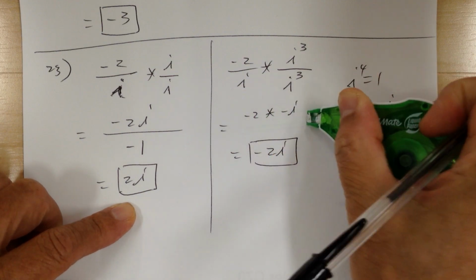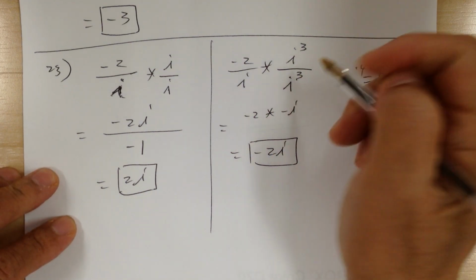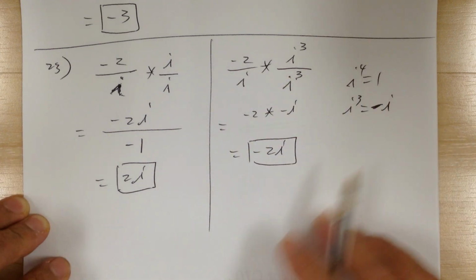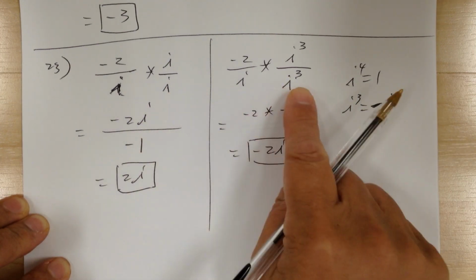Again, like I said, usually I like to multiply by i cubed. That way I don't have to deal with the bottom because this is just equal to 1. But you can do it either way, multiply by i or i cubed.